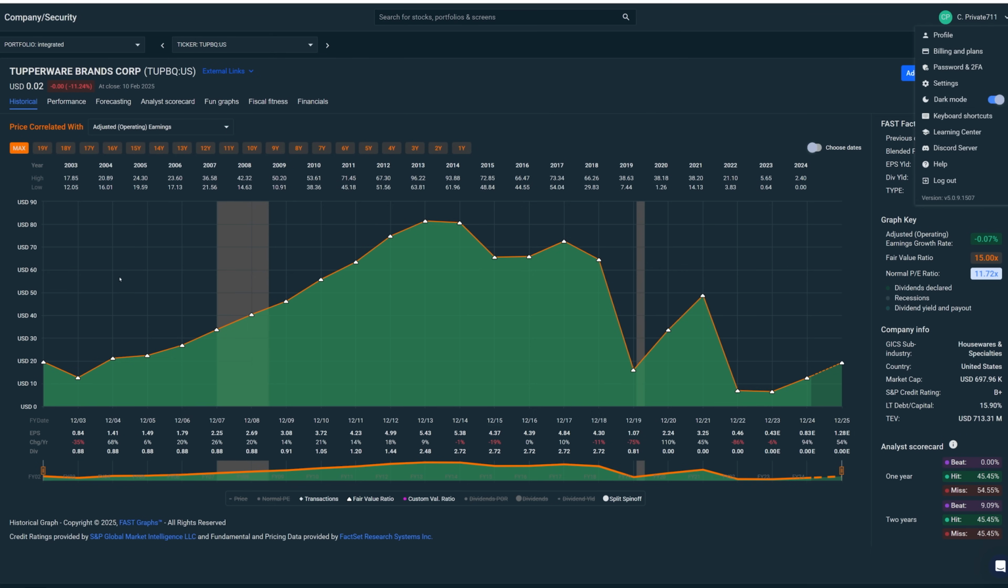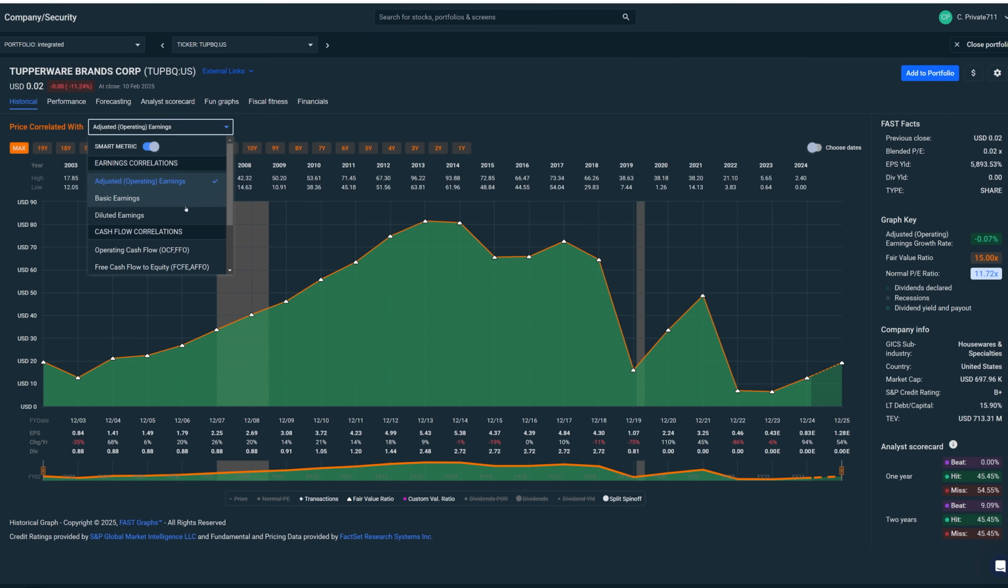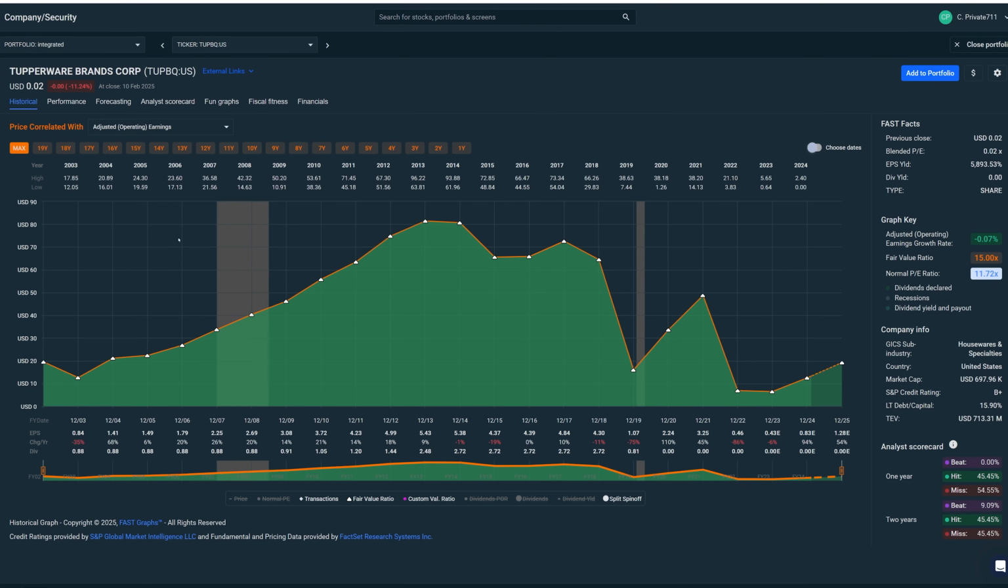So with this first iteration, we're going to look at several companies just to illustrate how FastGraphs instantly, at a glance, reflects what kind of company you're invested in. So let's start with Tupperware here. Now, this is adjusted operating earnings per share. And that's really one of the best ways to value a stock because it gets rid of a lot of non-recurring charges and stuff. Now, you can also use GAAP earnings, and you can also use basic earnings or GAAP earnings, which are diluted earnings, to draw the same kind of charts. But the adjusted operating earnings turns out to be one of the best proxies for valuation because it truly reflects how the company's operating as a business.